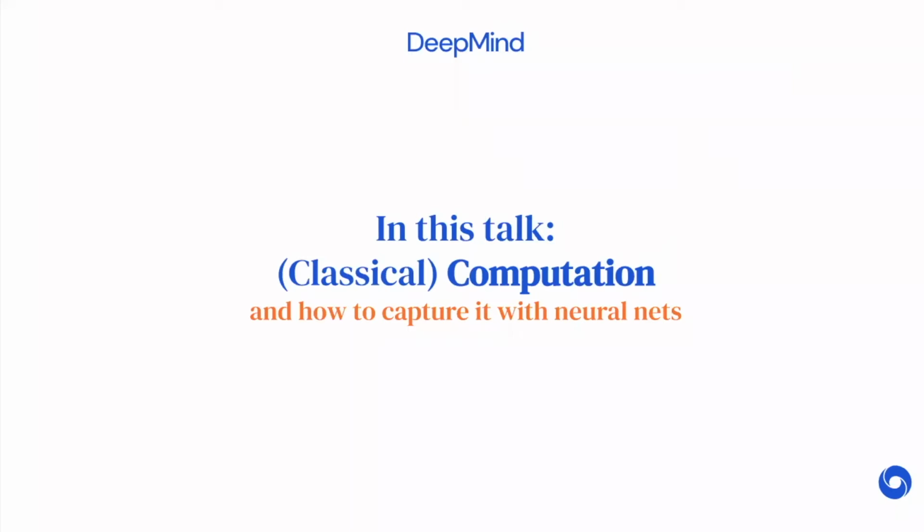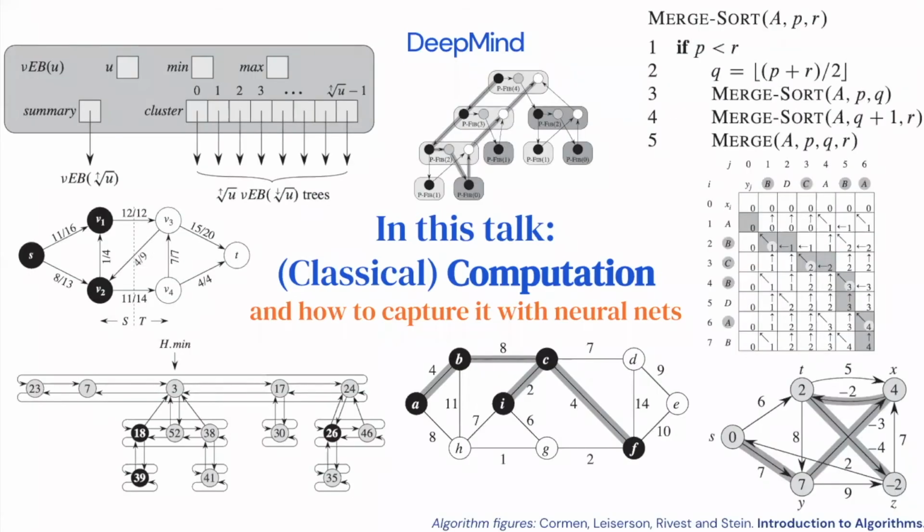So what I want you to keep in the back of your mind throughout this talk, and it's going to be kind of the central theme, we're going to be thinking about how we can capture classical computation. And when I talk about classical computation, I mean classical algorithms and data structures. So think things like sorting, searching, pathfinding, dynamic programming, data structures, and these kinds of things.